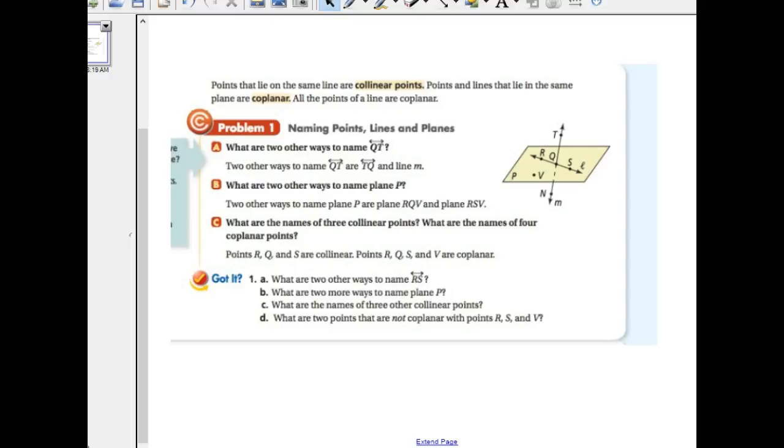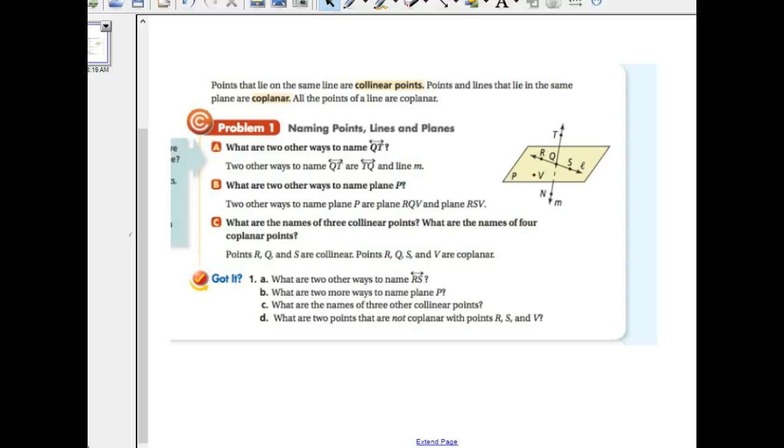And then thirdly, the question is, what are the names of the 3 collinear points? What are the names of the 4 coplanar points? So let's deal with the collinear first. Collinear points are points that all lie in the same line. In that case, that would be the R, the Q, and the S, which is why that's listed there. And then if they're all in the same plane, which is plane P there, that would be the R, the Q, the S, and the V. So that's why they've listed those there.